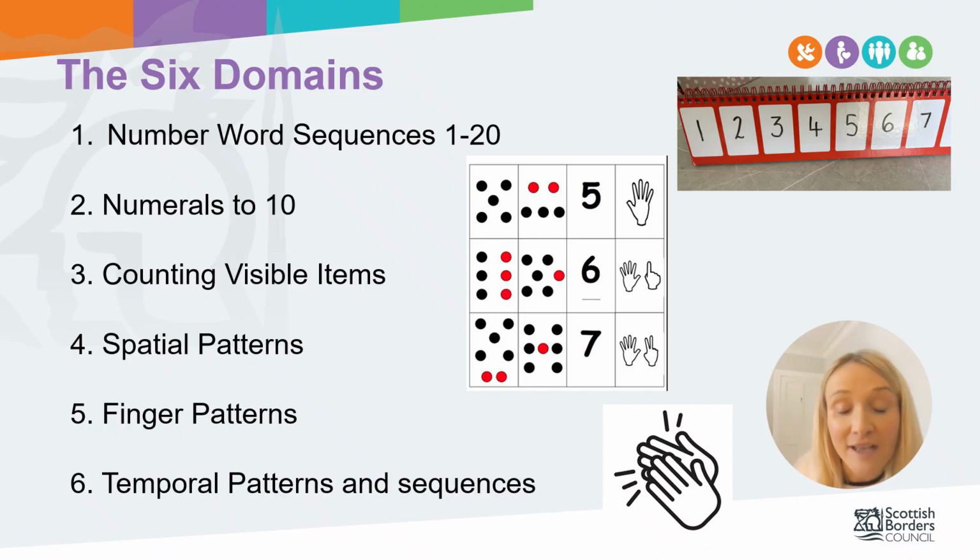Then Domain 5 explores finger patterns with learners and how learners can build and break numbers using finger patterns. And then Domain 6 is all about temporal patterns and sequences. This is using sound, different types of noise, to support learners' development and their early number skills.